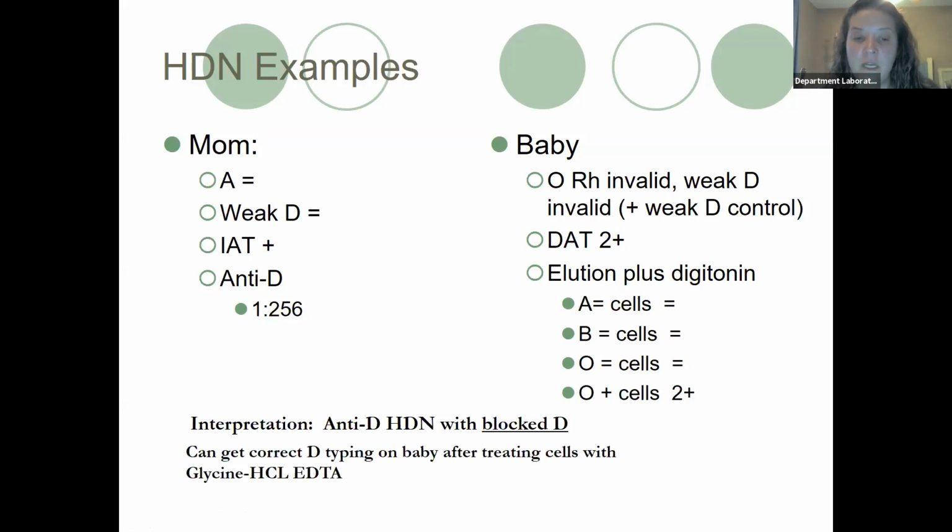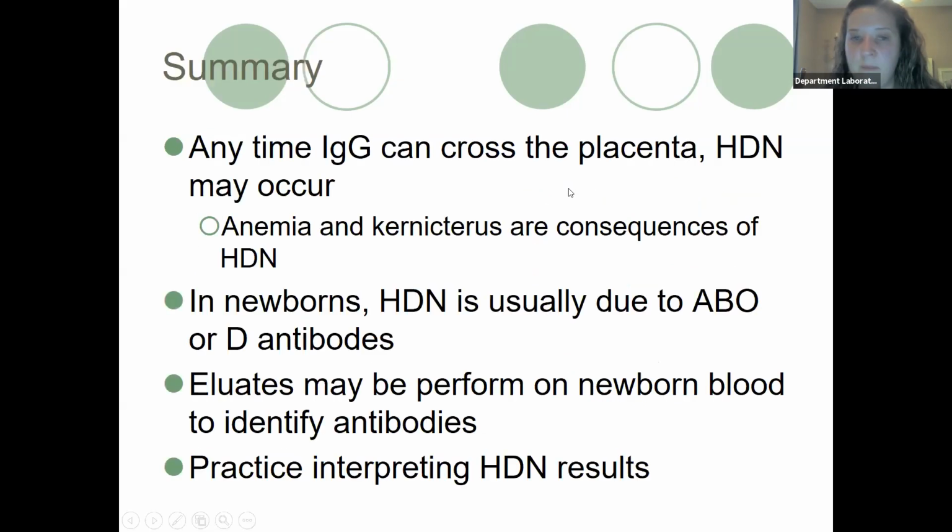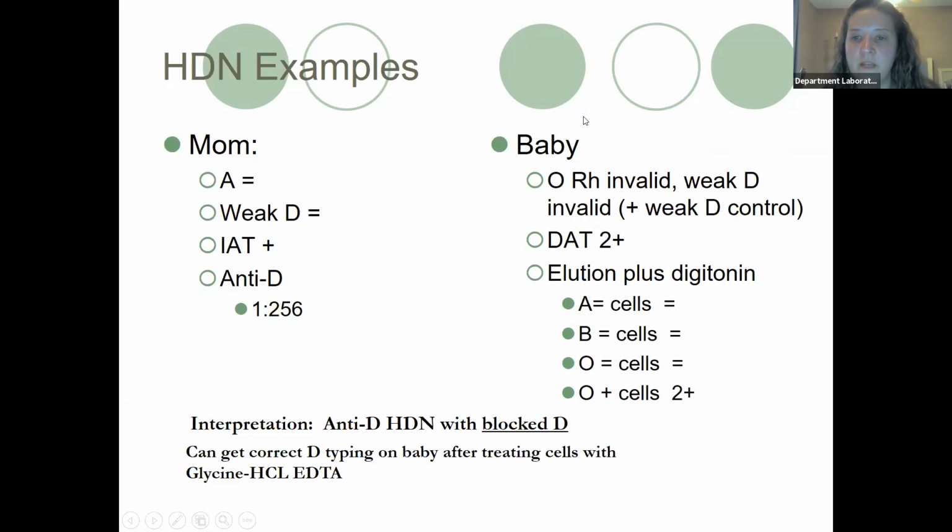And then there's a note here. Just like with any patient, if you have a positive weak D control, you have to figure out why that control is positive. So we've already done our DAT. We know why our baby's Rh control is positive. We could do another type of elution. It's called the glycine EDTA. It's a treatment of the baby cells. However, it does not lyse the cells.